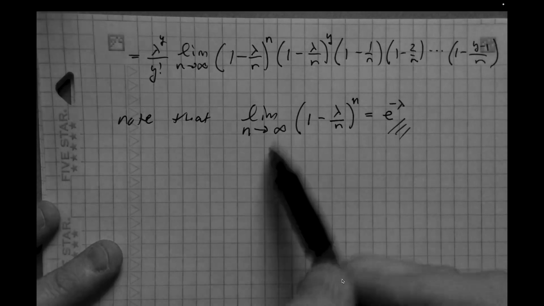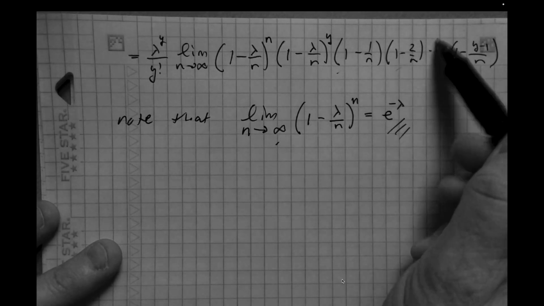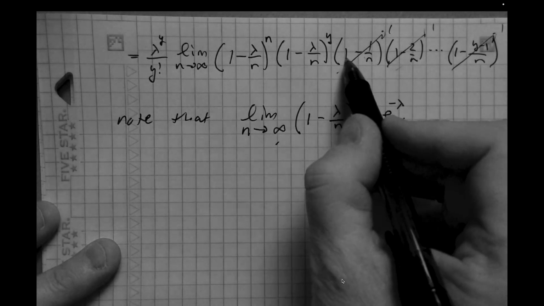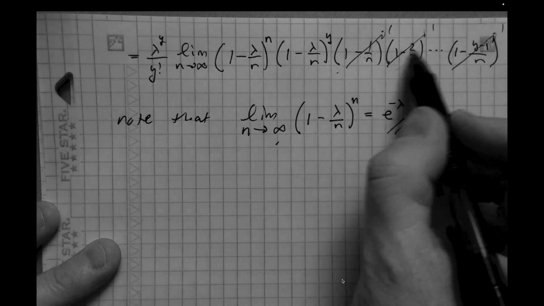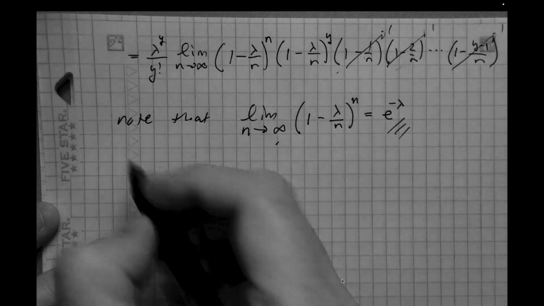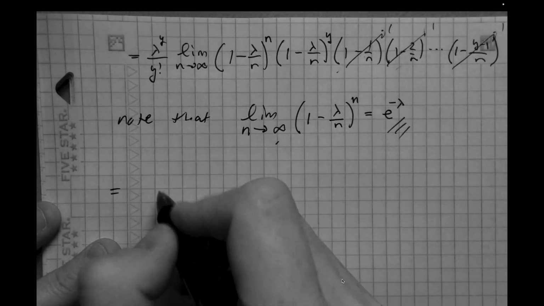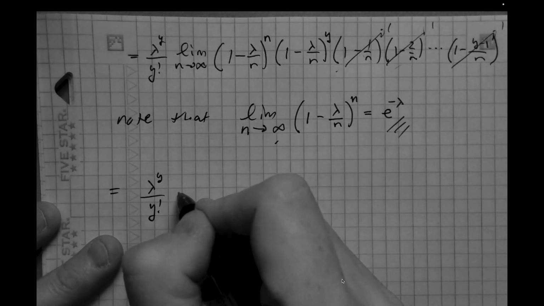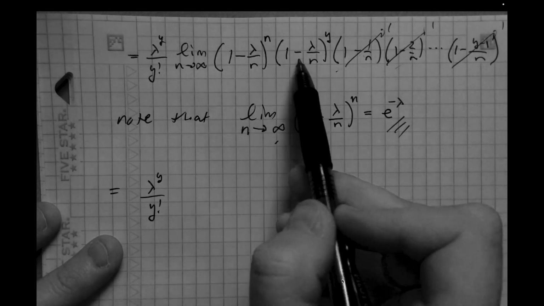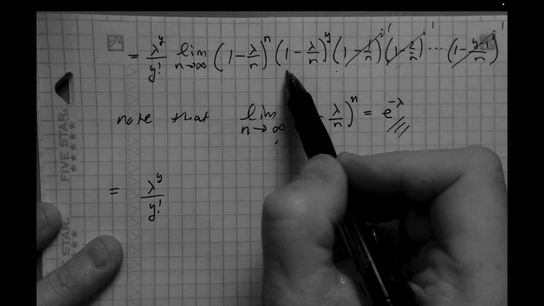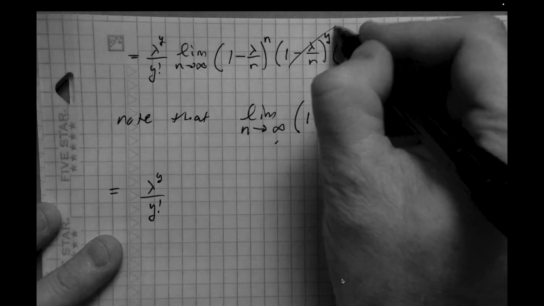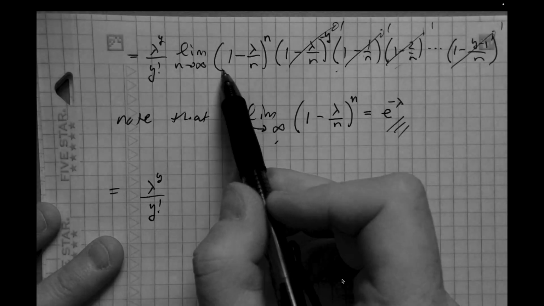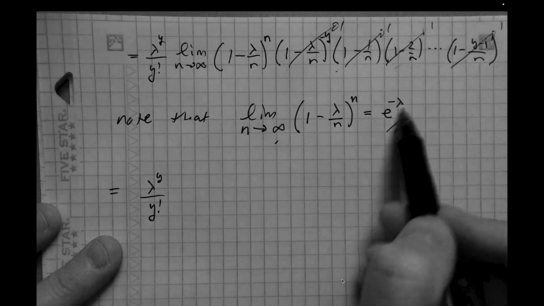And so that being the case, and also the fact that all of these go to 1 in the limit, right? If you let n go to infinity, then this is just 1 minus basically 0, 1 minus 0, 1 minus 0, so those all go to 1 in the limit. And so what we end up with here is lambda to the y power divided by y factorial times, so basically this goes to 1 as well. This one is the only one that we keep, and that is equal to e to the negative lambda.